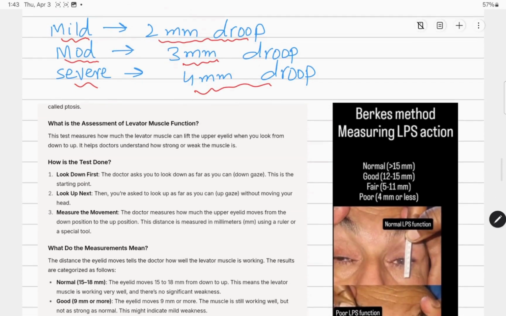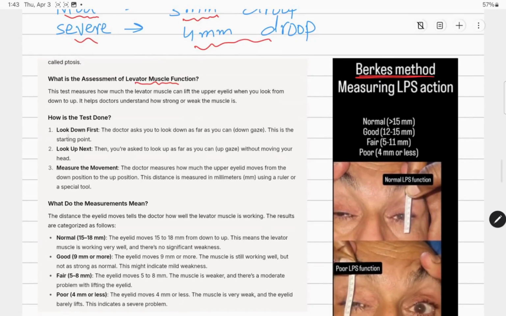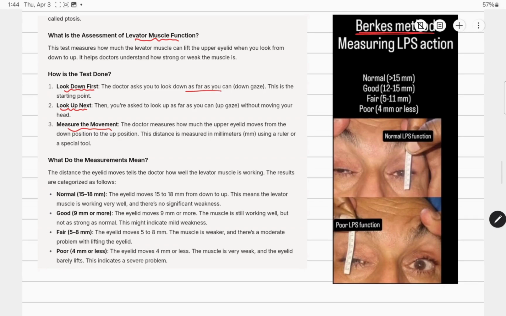We also check the activity of the levator muscle using a method known as Berke's method. In this method, first we ask the patient to look downward as far as he can. Now we ask the patient to look up, and we measure the movement of the eyelid. As you can see in the picture, if it is normal, it is 15 to 18 millimeter, which is good. In some books it is 12 to 15. Fair is about 5 to 8 millimeter, and the activity of LPS is very poor if it is less than 4 millimeter.